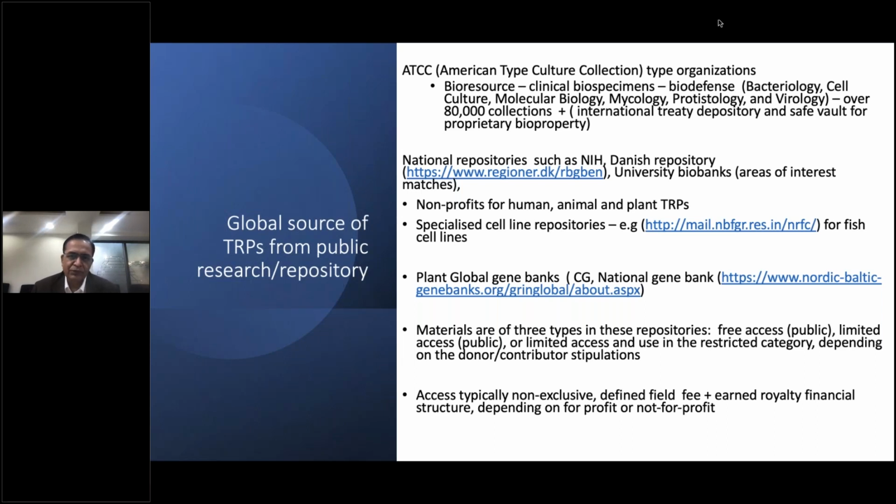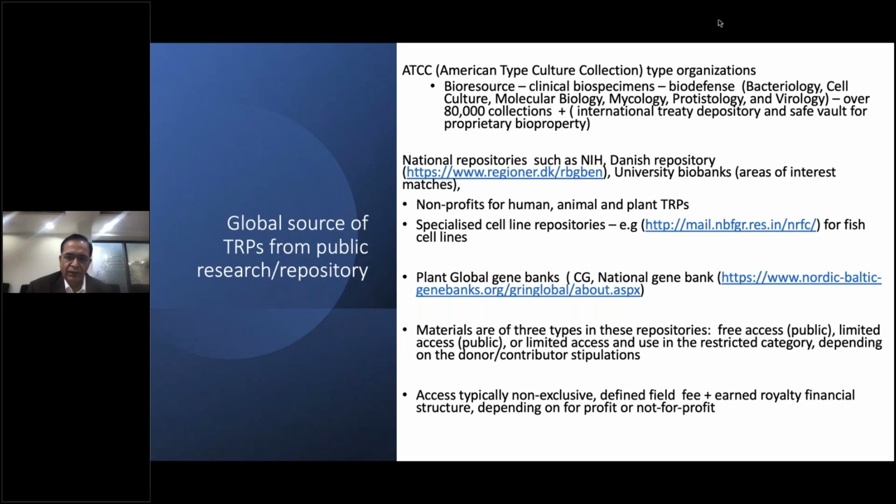There are non-profit repositories, especially for human, animal, and plant, such as CIRAD and plants. These are all good sources to look at. There are very specialized repositories, such as the CG system created for some of them. For fish, there is one interesting repository of marine aquatic cell lines. For plants, you have the major repository, the Global Gene Bank supported by FAO, and then the Consultative Group, which has crop-specific gene banks. Those are excellent repositories for plants.